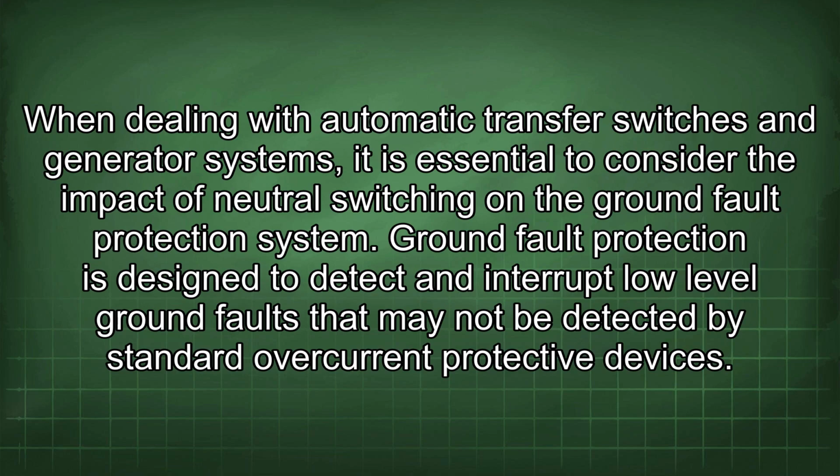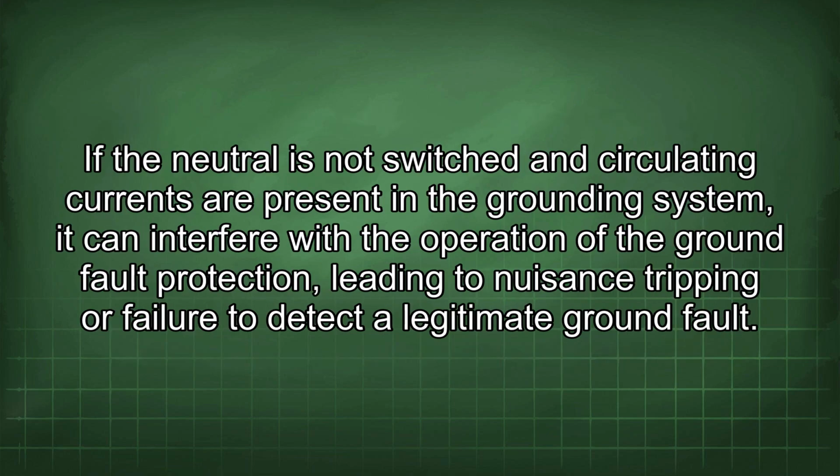When dealing with automatic transfer switches and generator systems, it is essential to consider the impact of neutral switching on the ground fault protection system. Ground fault protection is designed to detect and interrupt low-level ground faults that may not be detected by standard overcurrent protective devices. If the neutral is not switched and circulating currents are present in the grounding system, it can interfere with the operation of the ground fault protection, leading to nuisance tripping or failure to detect a legitimate ground fault.